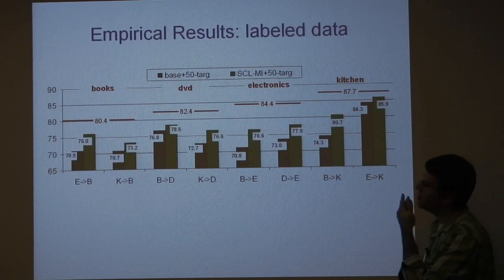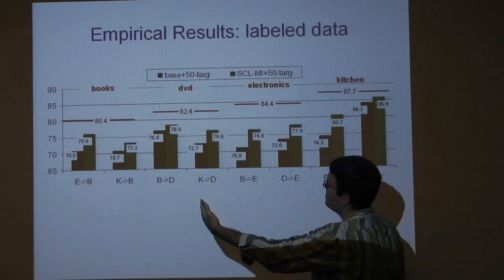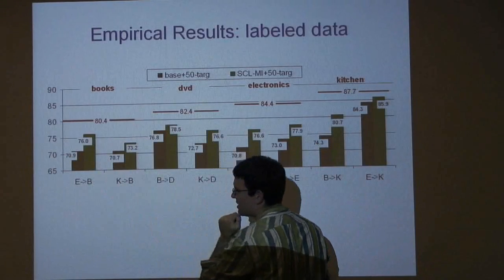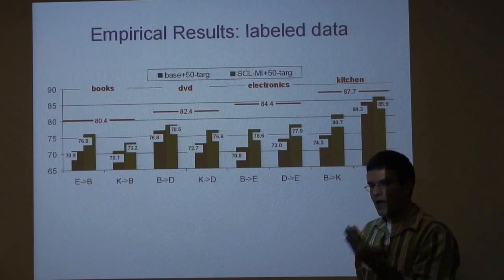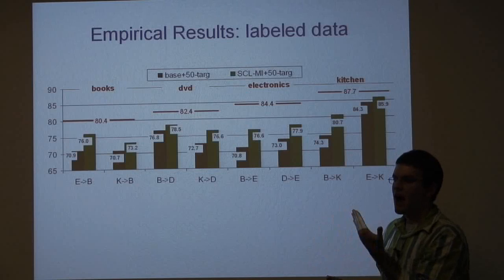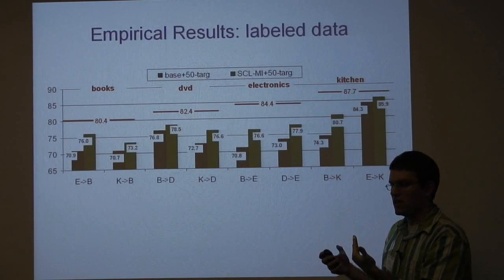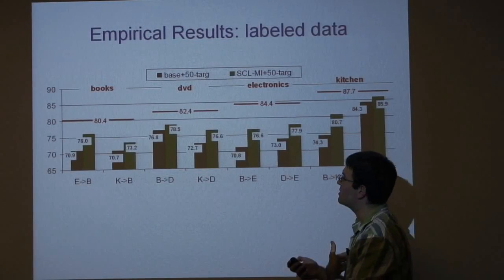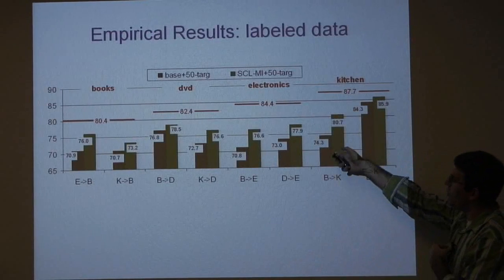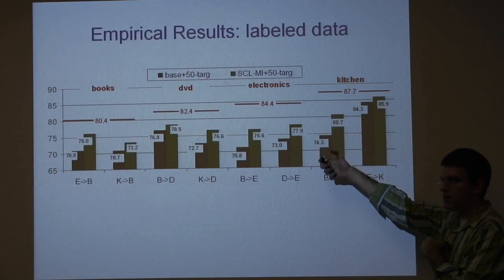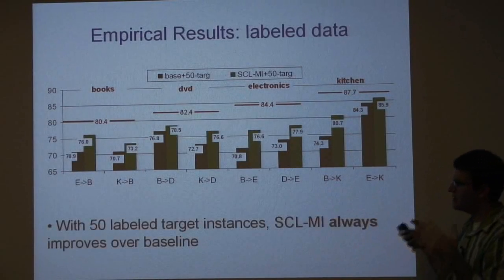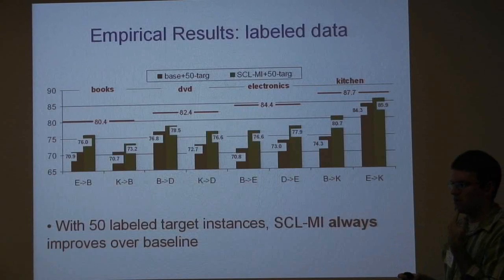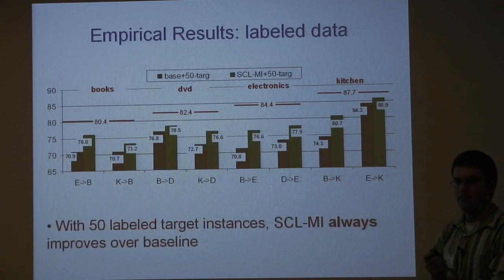Okay, so here are the results. Basically, the baseline is exactly the technique of Chelba and Acero. The idea there, again, is to regularize based on the high-dimensional features that you had. Our technique is this variant where you only try to match the low-dimensional features to what you learned in the source domain. And in this case, SCLMI always improves over the baseline for every pair of domains that we have.